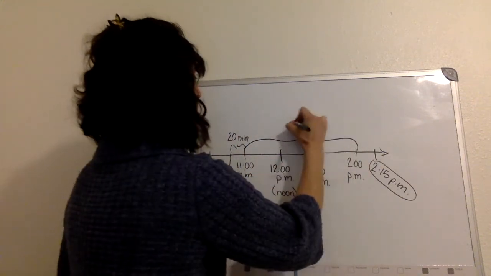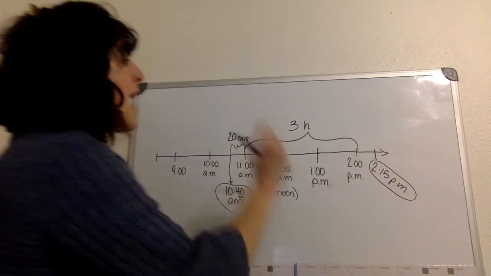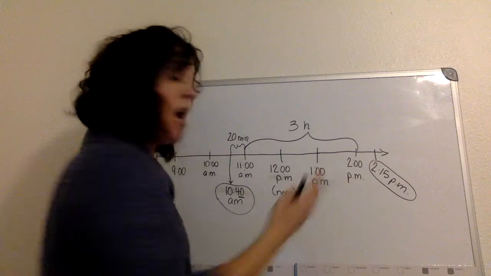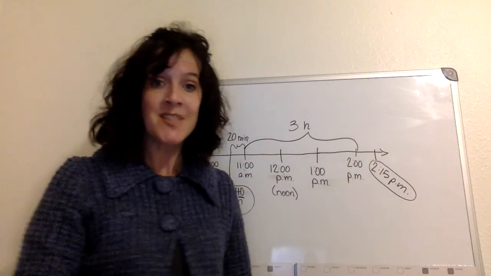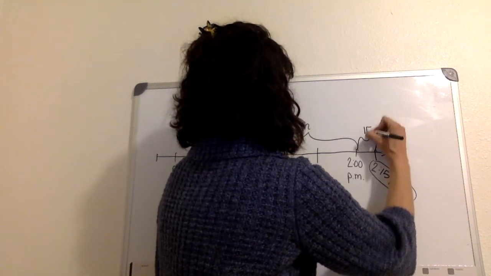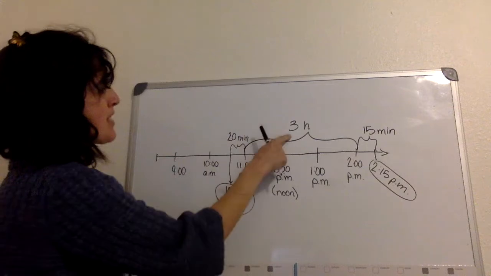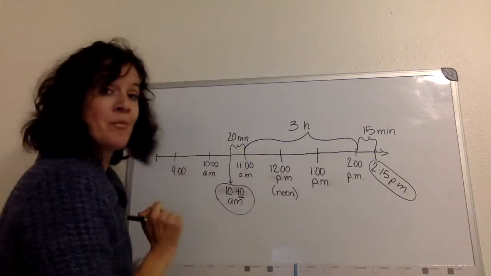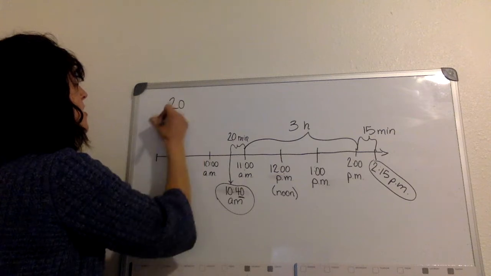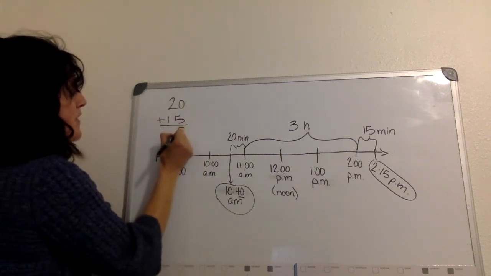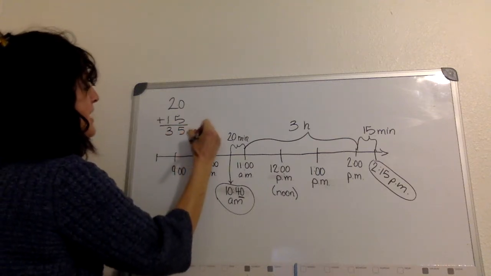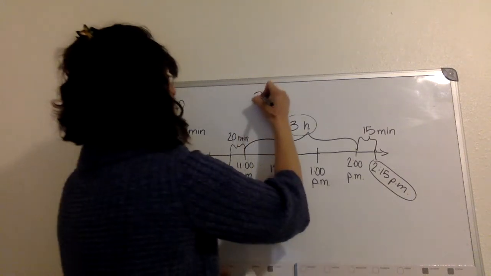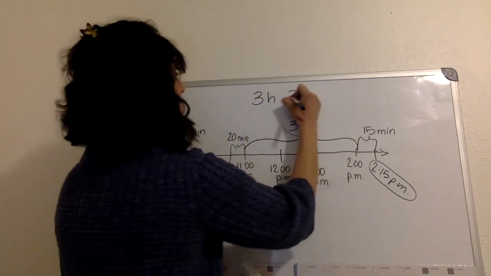That's 3 hours all together from 11 o'clock a.m. to 2 o'clock p.m. Finally, I have to go a little bit past 2 o'clock p.m. to get to my 2:15 p.m. Well, we know how much time is in between 2 o'clock and 2:15. It's just 15 minutes. So I've got my 20 minutes, my 3 hours, and my 15 minutes. I do need to add my minutes up for this one. So 20 plus 15, 5 plus 0 is 5, 2 plus 1 is 3, that's 35 minutes. And then of course I have my 3 hours. So how much time has passed? Well, you're going to write 3 hours and 35 minutes.